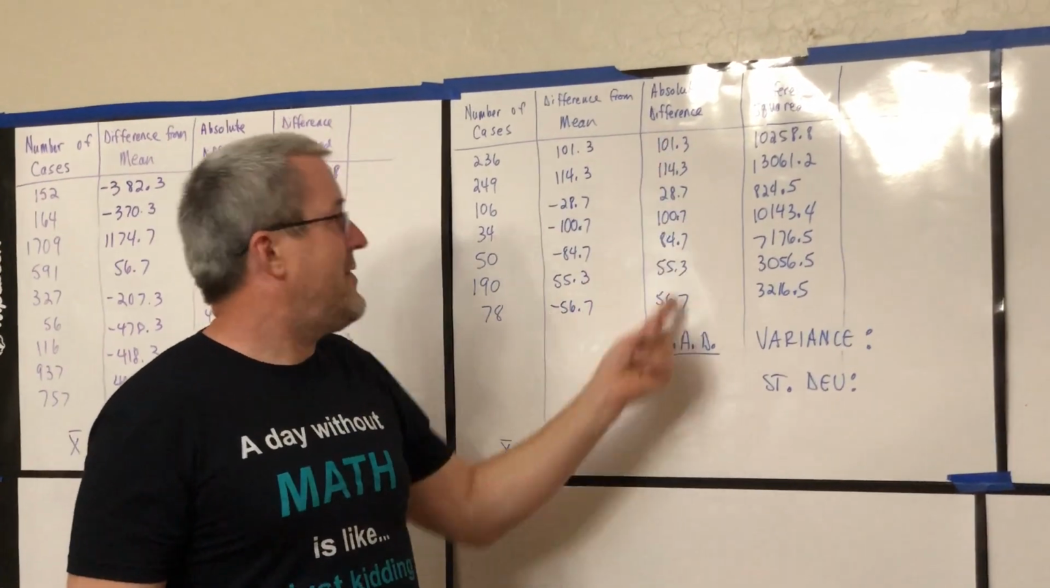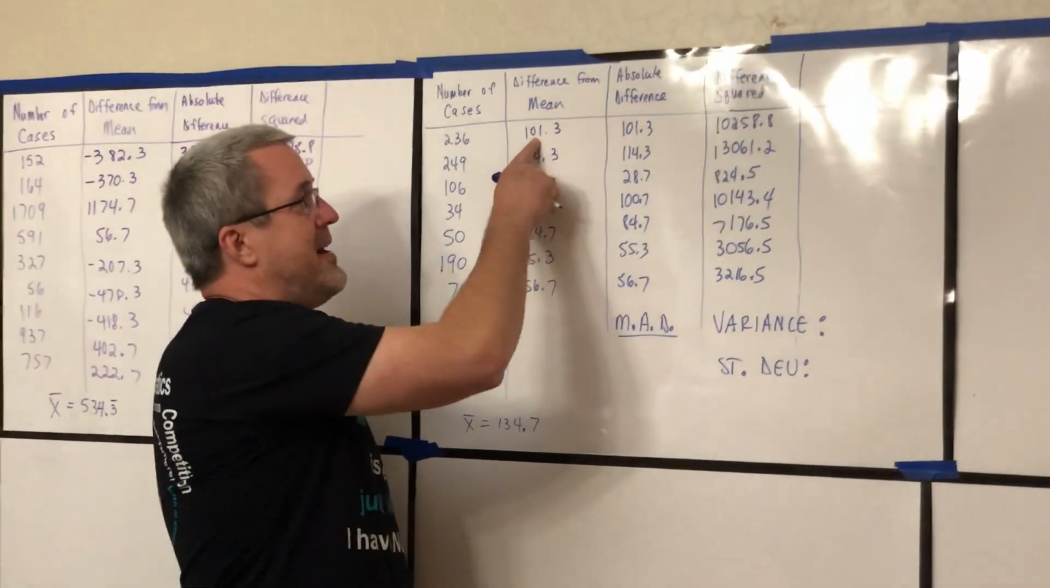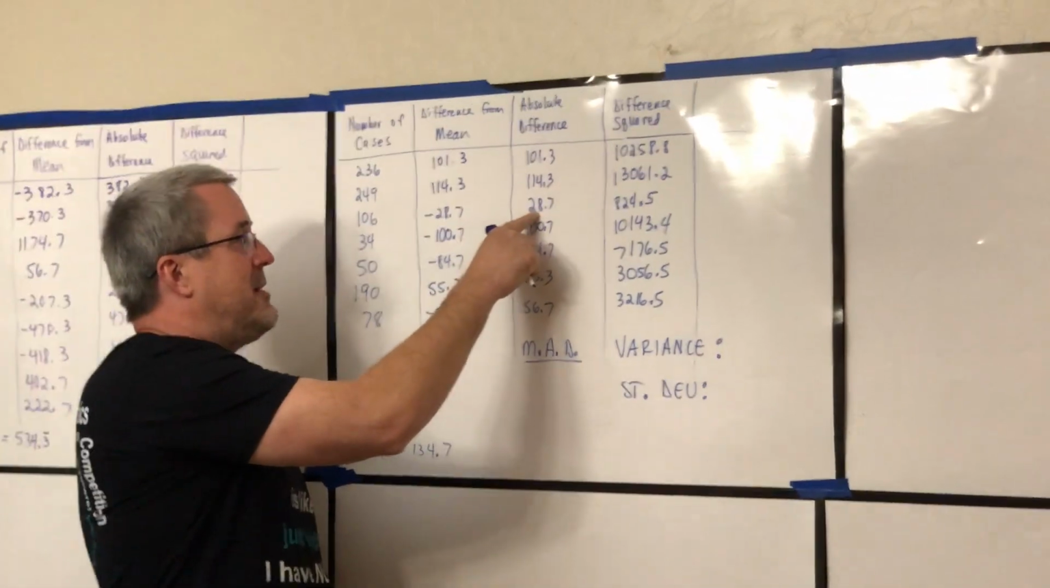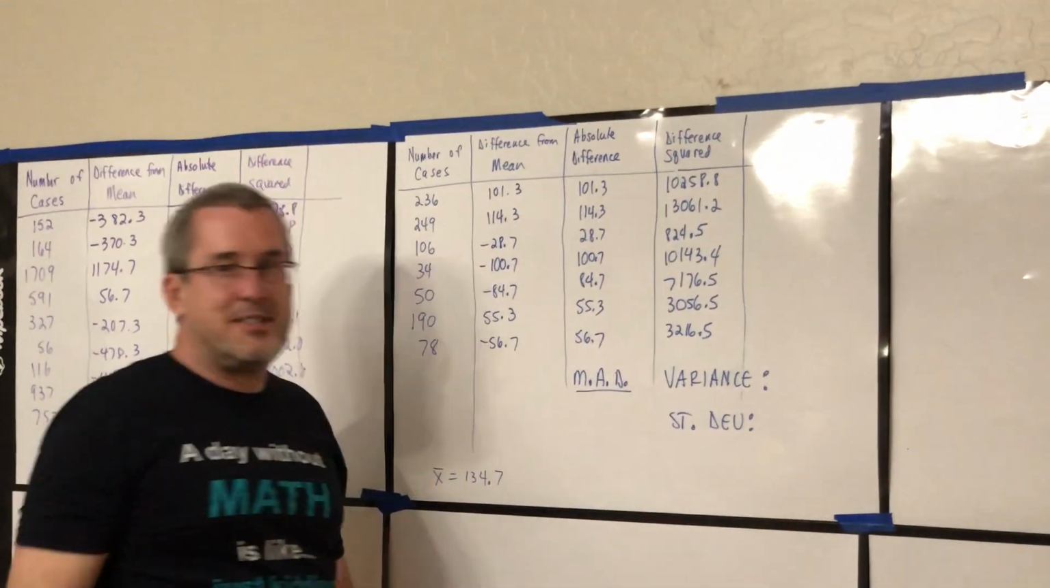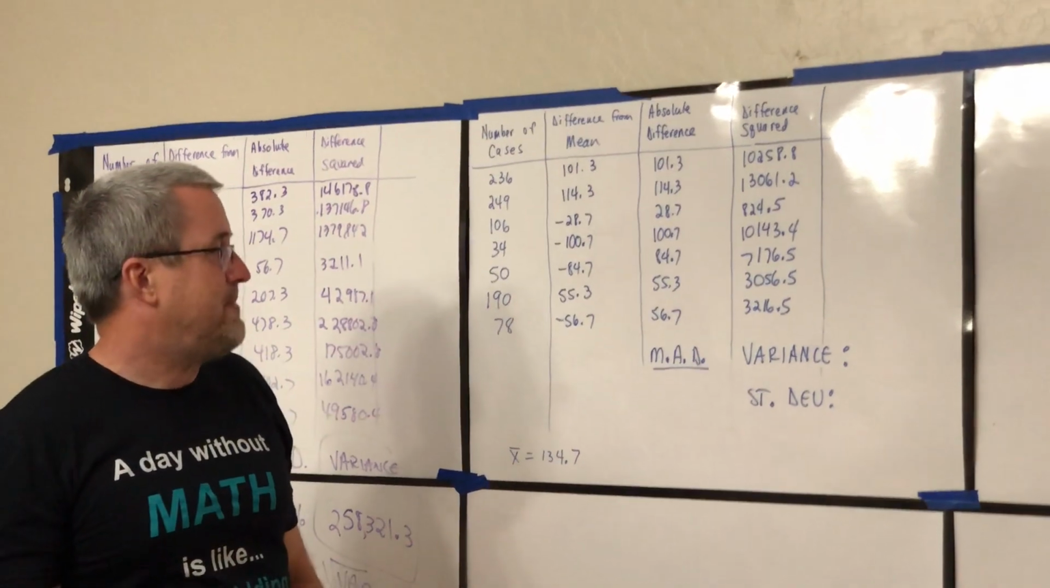So instead we get the absolute value. So just think about how far from the mean. Who cares if it's above or below? Just list it as a difference from the mean.